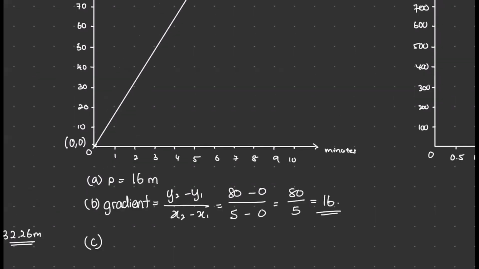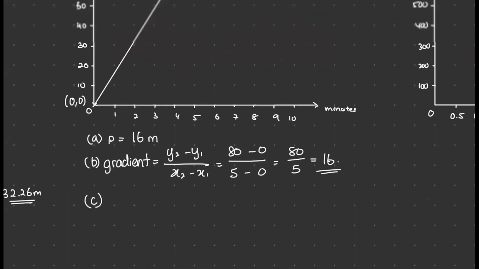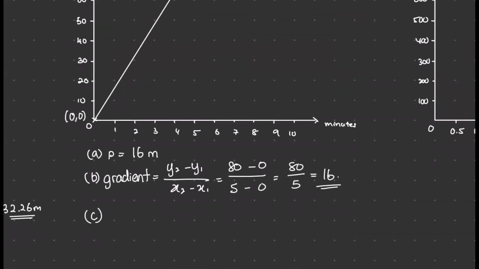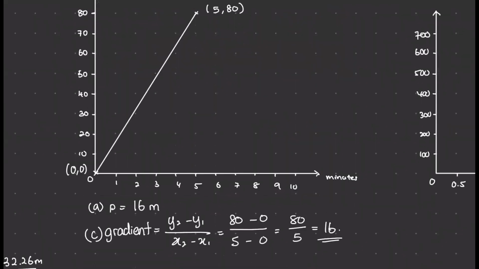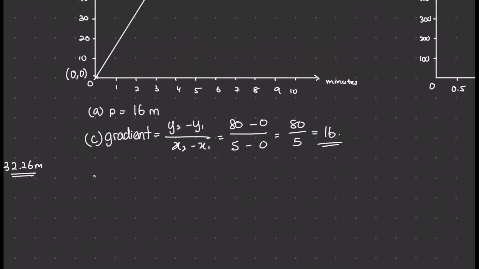Oh, sorry, that's the gradient. B is drawing the graph. Not bad. Let's just put it up here. Question D. Use the formula to find how many pages can be copied in 7.5 minutes. 16 multiplied by 7.5. Pages, 120 pages.